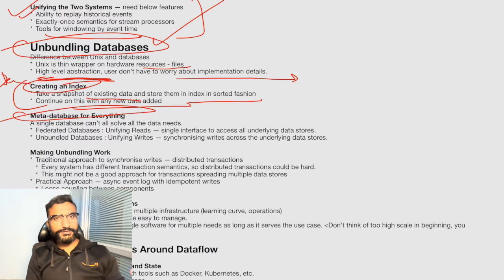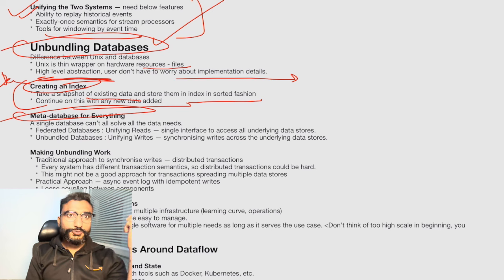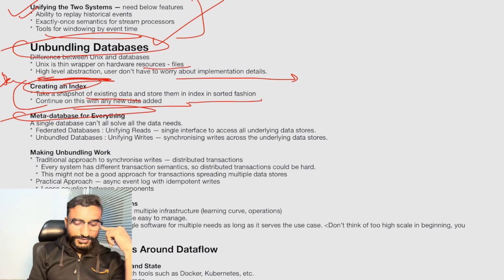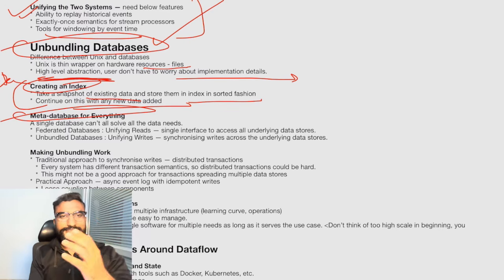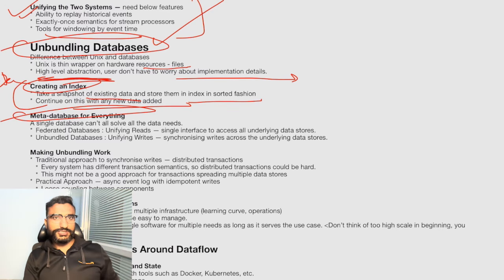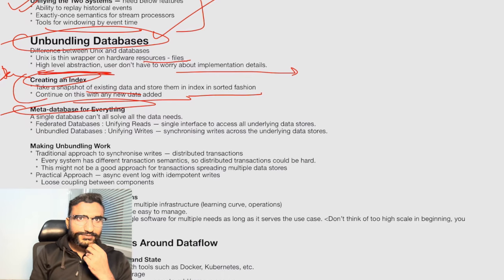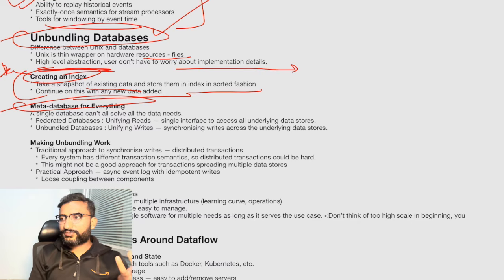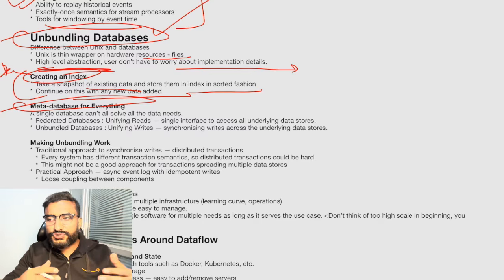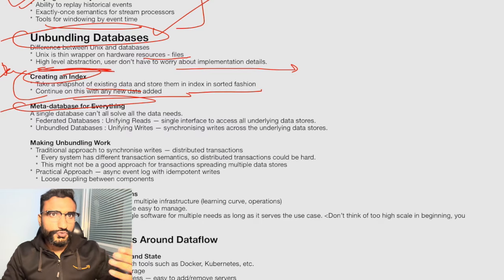Meta database for everything. So, a super database we are talking about. Let's say you want to design a single database. Okay, it's hard for a single database to solve all the use cases. We definitely talked about that in the beginning as well, that we choose a database depending on whatever requirements we have, right? So how will you choose that? How will you specify that? How will you figure out that?